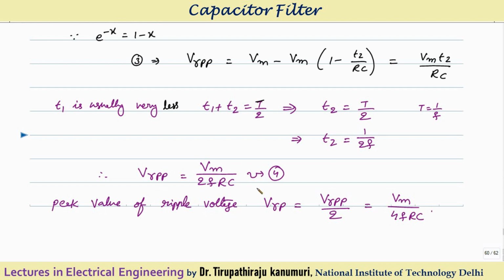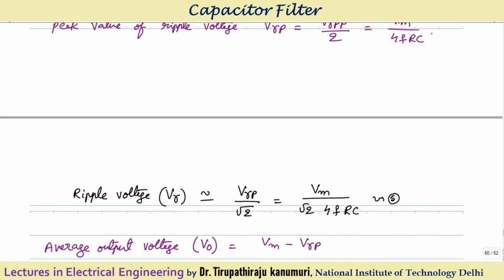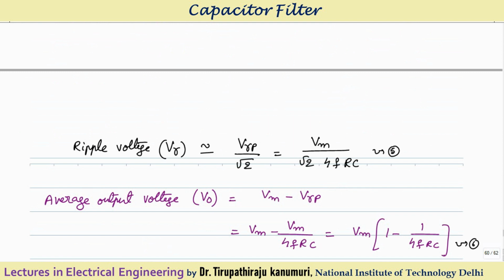I have told you that I can take the mean in the center. With respect to the mean, it is reaching up to plus some value and minus the same value. It is representing nearly a triangular wave or the sawtooth wave, you can take it. So VRP will be equal to VRPP divided by 2. This is V maximum by 4F RC. Getting it? So now, calculating the ripple value of the voltage.